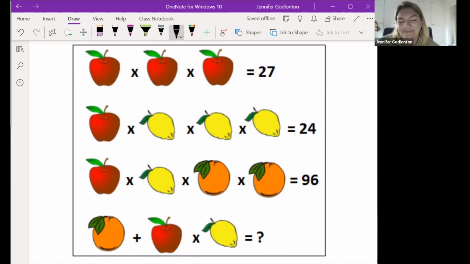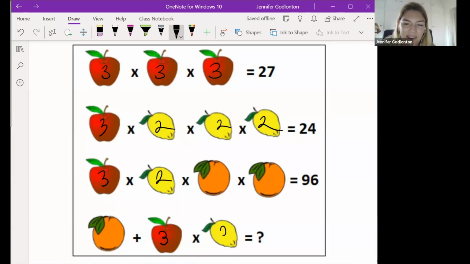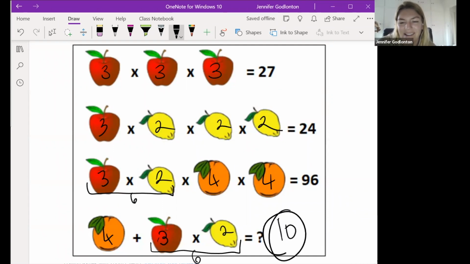Okay, so the apples is 3 because 3 times 3 times 3 is 27. Good, nice. And then 3 times 2 times 2 times 2 is going to be 24. Perfect. And now we know that our lemons is 2, then we say 3 times 2, which is 6. And then times 4, which gives us 96. Good. And then 4 plus 3 times 2 is 10. Yes, so we have to say 3 times 2 first, so we get our answer of 10.